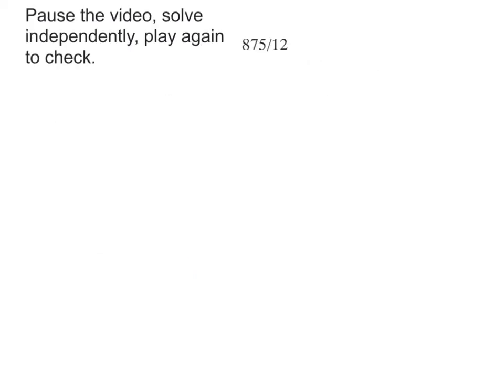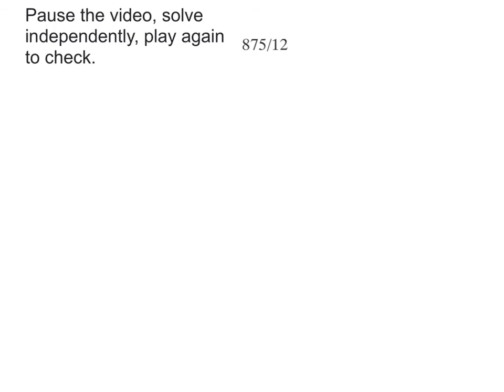For the next portion of this lesson, I want you to solve the problem you see on the screen, 875 divided by 12, on your own paper. You should pause the video now, solve it independently, and play again to check. If you get stuck at any point, you can play the video up to the point you're stuck at to help you move along, and then continue by pausing and finishing the problem on your own. So go ahead and pause now and come back when you're ready.